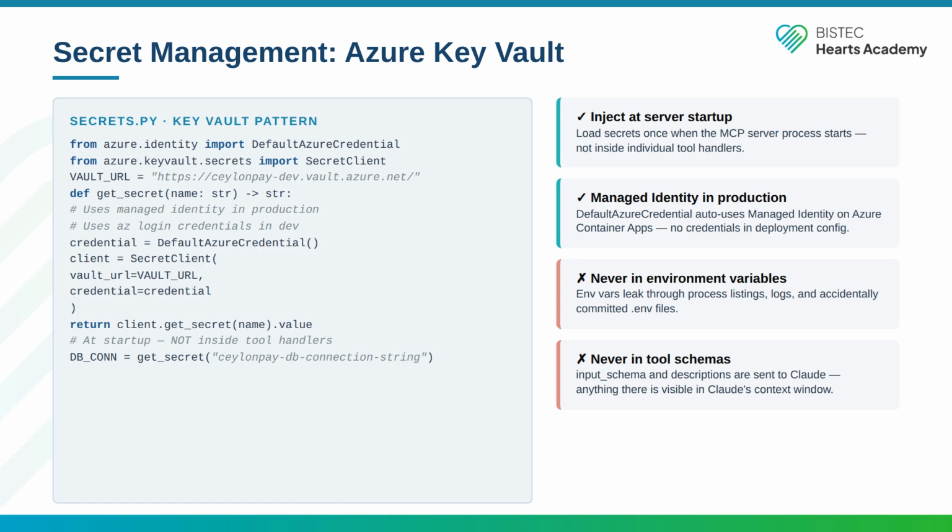Load secrets at startup, not inside tool handlers. The assignment db_conn = get_secret("selfpay-db-connection-string") happens once at module level when the server process starts. If you put get_secret inside a tool handler, every tool call makes a Key Vault API request. That's latency on every user interaction and potentially hitting Key Vault rate limits under load.